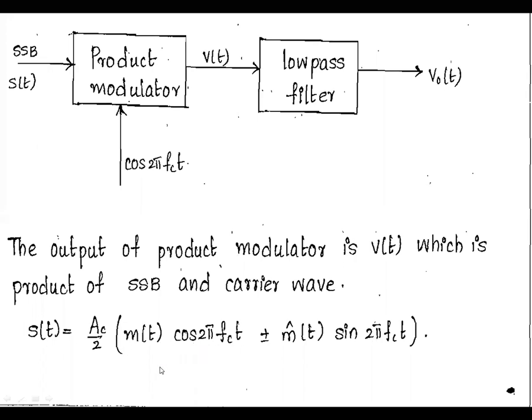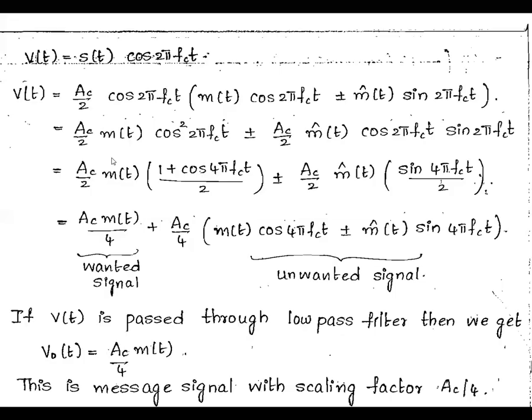Now, this S of t and cos 2 pi f_c t give V of t, the product multiplier output. V of t is equal to S of t times cos 2 pi f_c t. V of t is equal to Ac by 2 M of t cos 2 pi f_c t plus or minus M cap of t sin 2 pi f_c t, into cos 2 pi f_c t.